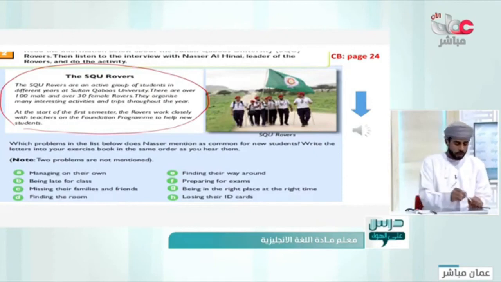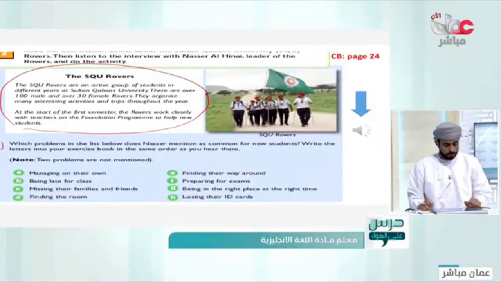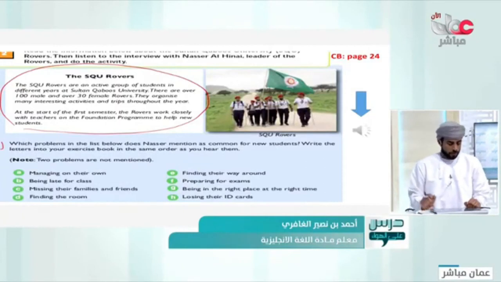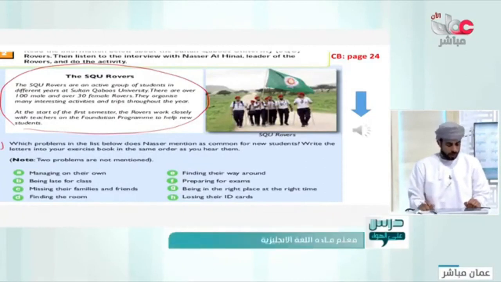So before listening, which problems in the list below does Nasser mention and comment on for new students? Write the letters in your exercise book in the same order as you hear them. So you are going to hear Nasser talking about certain problems that new students face in SQU. I need you to list them in order. Read the problems there first of all, then you are going to listen. Let's start listening.